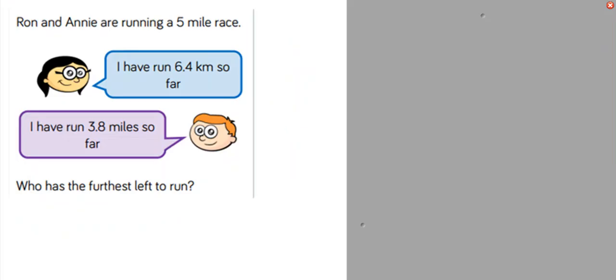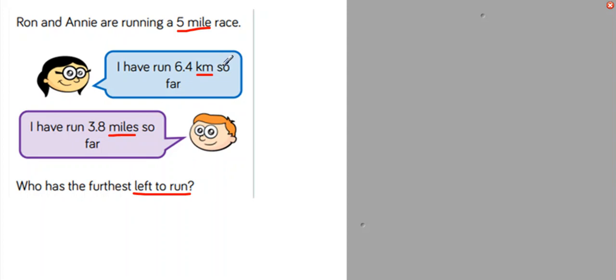Let's have a look at this one. Ron and Annie are running a 5-mile race. "I have run 6.4 kilometres so far," said Annie. "I have run 3.8 miles so far," said Ron. Who has the furthest left to run? So you're not wanting to know who's run the furthest, you want to know who has still got the most left to run. Okay, so you've got two different units of measure here.